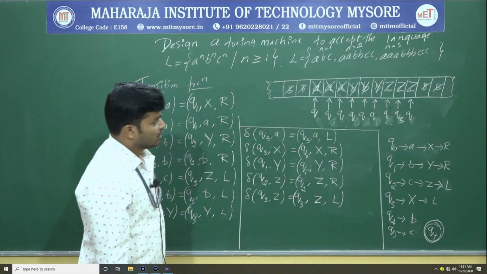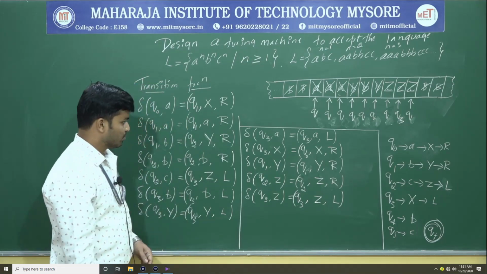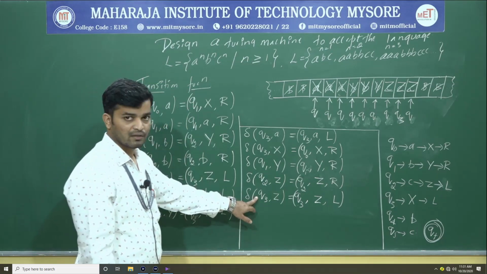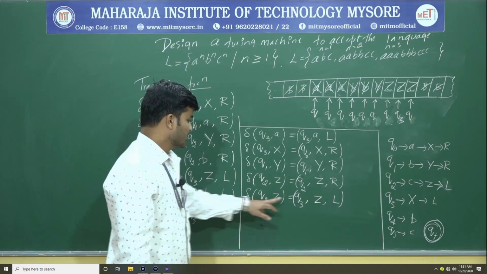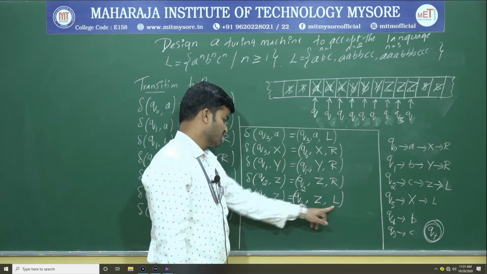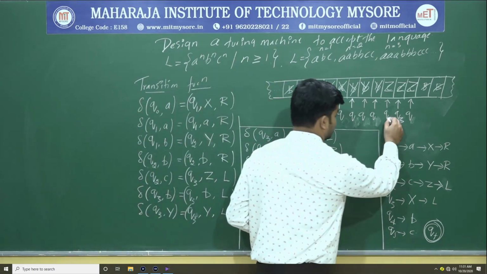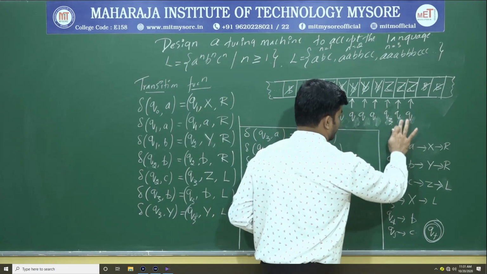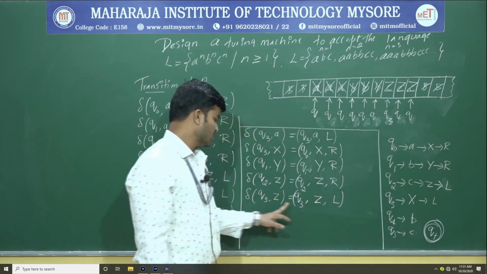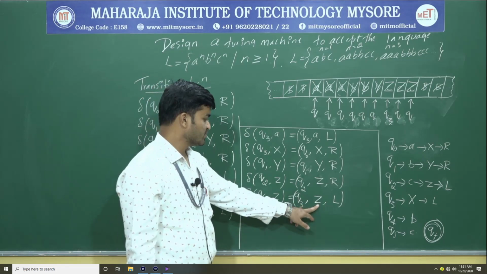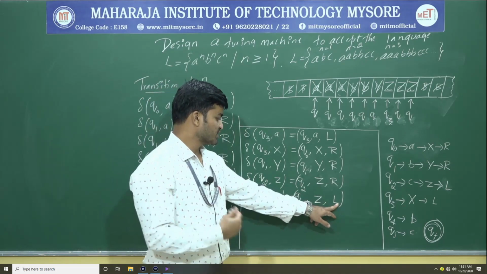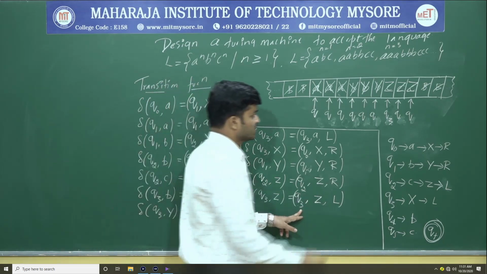Now Q3 upon Z, it's already written. It will maintain that Z as it is, and it will move at left hand side with the same state, Q3. So it will come over here. Again Q3 upon Z, it will maintain that Z as it is, and it will move at left hand side with the same state, Q3. So it will come over here.